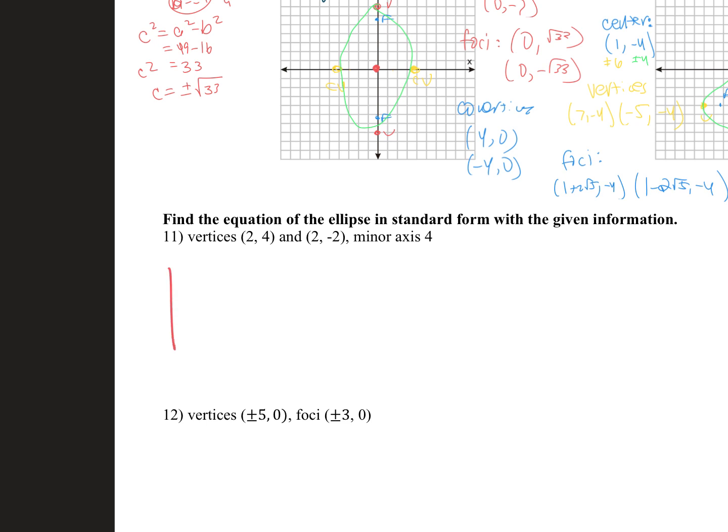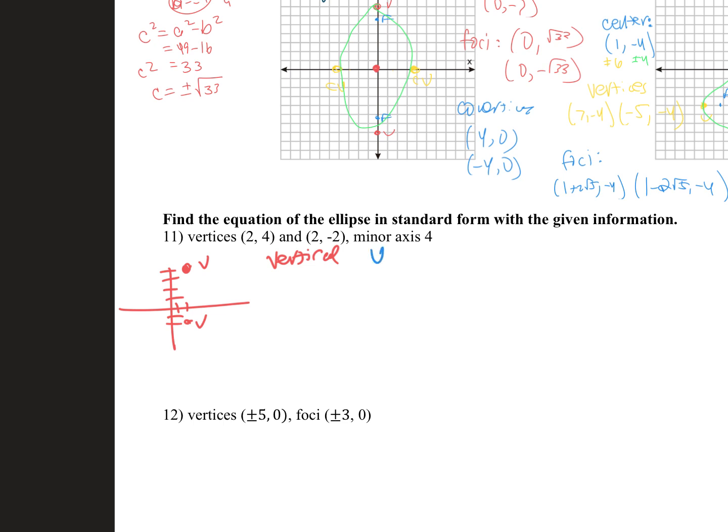So again, a picture is worth 1,000 words. My vertices are at (2, 1), (2, 4), and (2, -2). So I know that my vertices are on top of each other. That makes this a vertical, and I have to find the center. In order to find the center, I've got to find the middle of those two things.